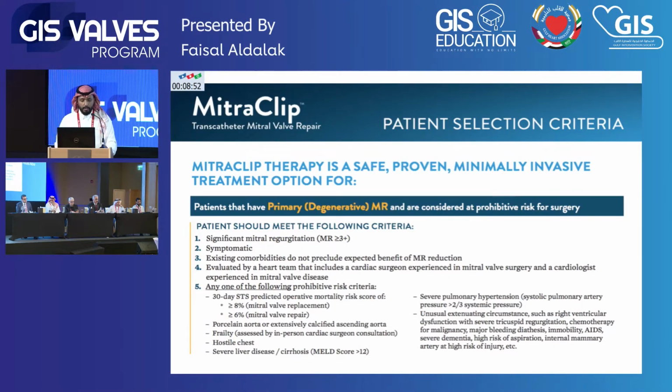Just when you select patients, you would like to make sure that the MR is, as we mentioned, more than 3. The patient is really symptomatic, and you would like to also include high risk patients, like those with a high STS score exceeding 6 or 8, or patients who have significant comorbid diseases like liver disease and others that cannot go for conventional surgery. Then you'd like to send them for percutaneous mitral valve solutions.